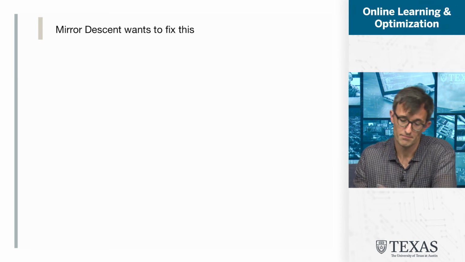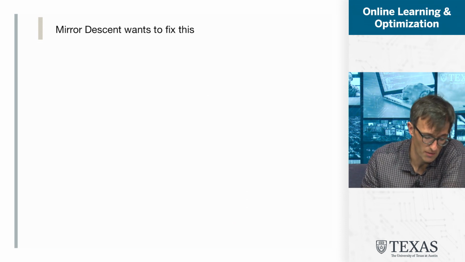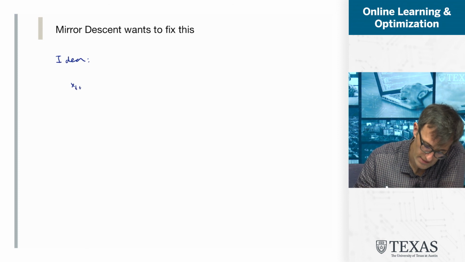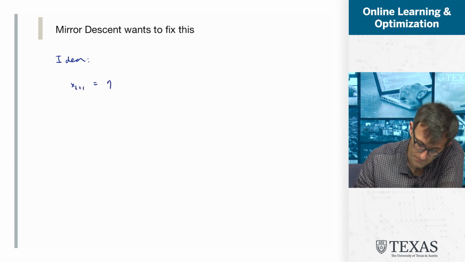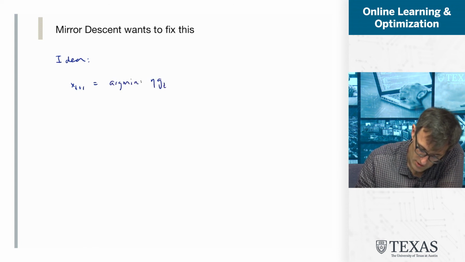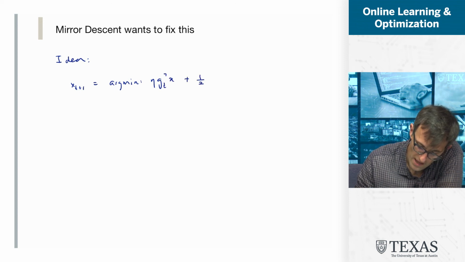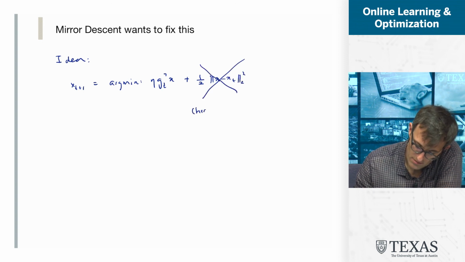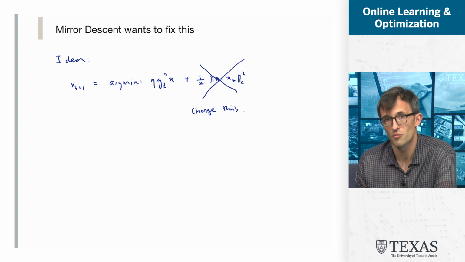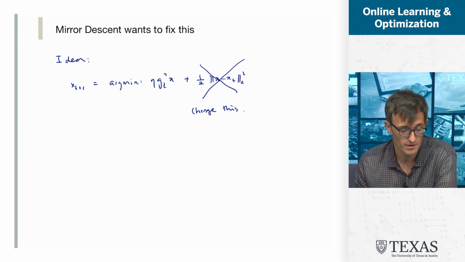Mirror descent wants to fix this. And it wants to fix this by changing the geometry. And the idea is to set x_{t+1} equal to, again, a linear approximation, the argmin of eta g_t transpose x plus 1/2 norm of x minus x_t. We're going to change this the same way that we proposed changing it in that very first example we did in the previous lecture. We saw that we rescaled space and we got an algorithm that moves directly towards the minimizer.